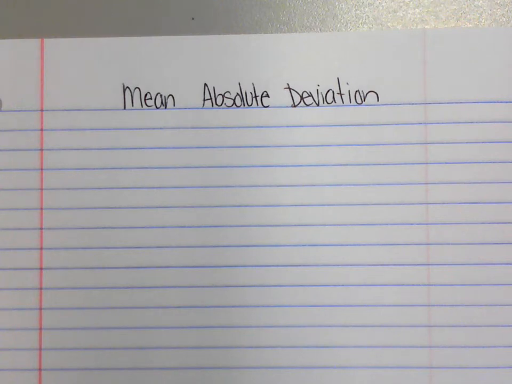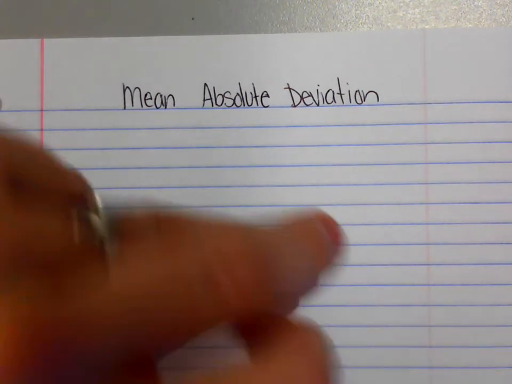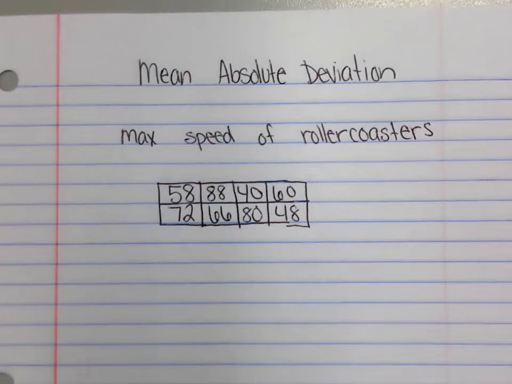All right, guys, I'm going to explain to you how to find mean absolute deviation. This value just kind of helps you to see how accurate your data is. So we're going to start with a data example. So ready, set. All right, here's some data that I made up.